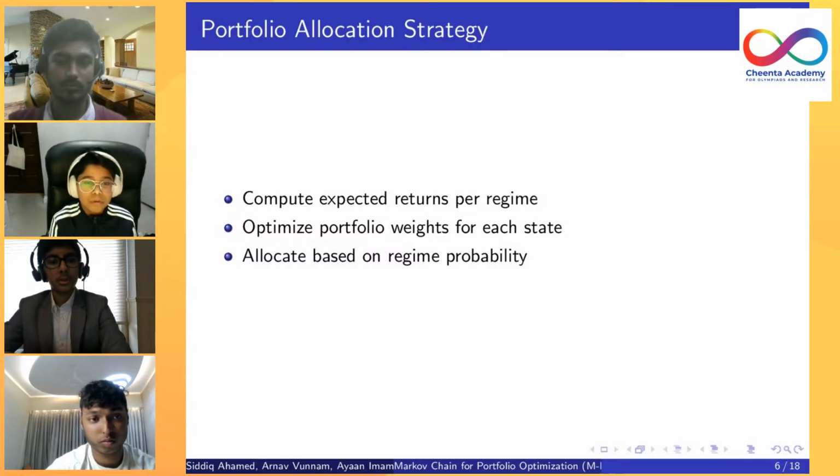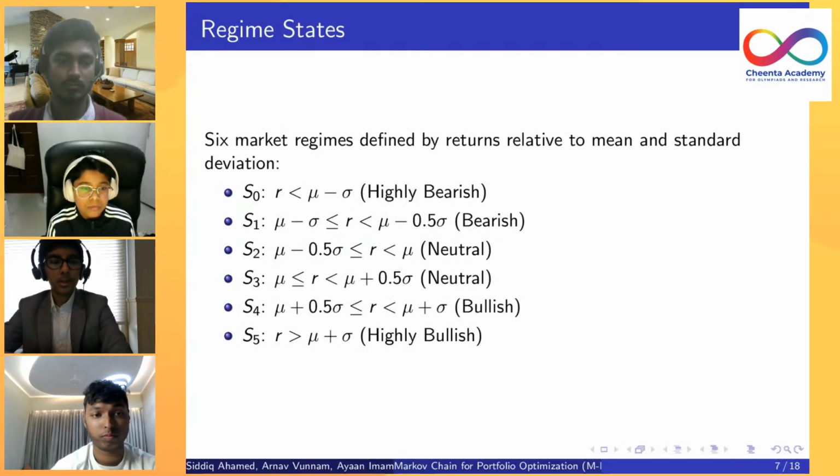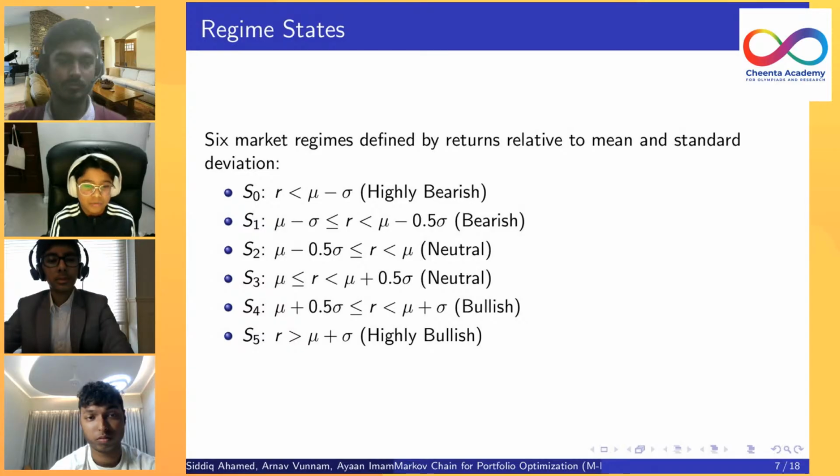So, here is our portfolio allocation strategy. We computed expected returns per regime, then we optimized portfolio weights for each state, and then allocated based on regime probabilities for our final model. Here are our regime states. We have 6 market regimes defined by returns relative to mean and standard deviation. So we had 6 states, S0, S1, S2, S3, S4, and S5. And as you can see, we have 6 categories: highly bearish, bearish, neutral, neutral, bullish, and highly bullish.